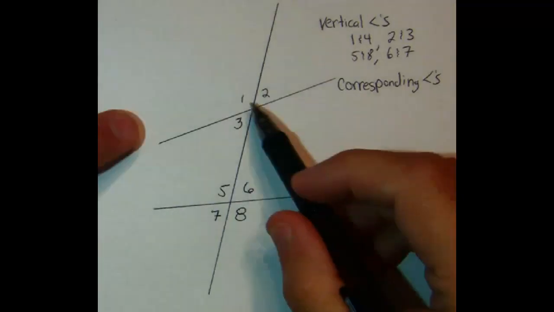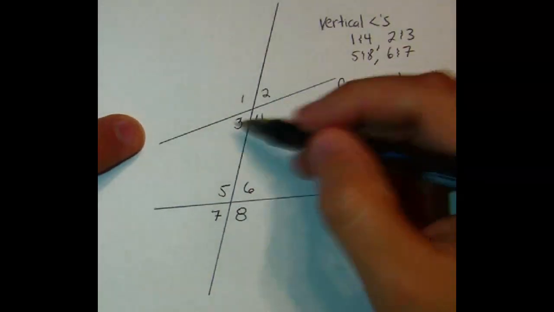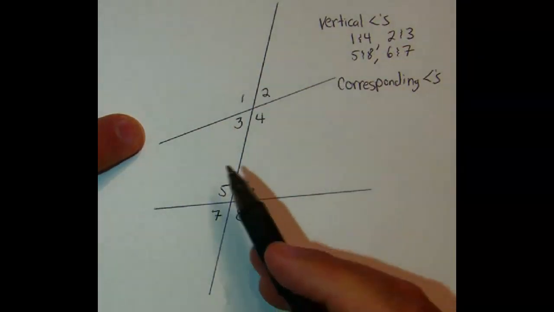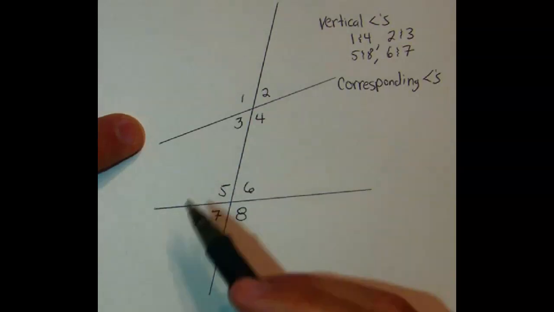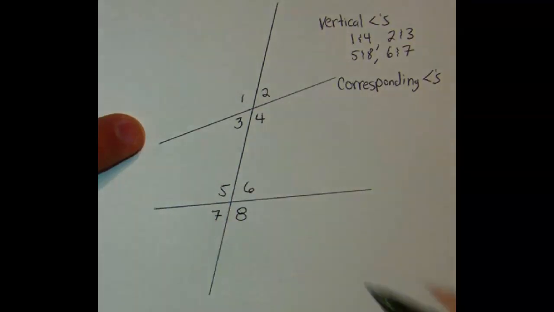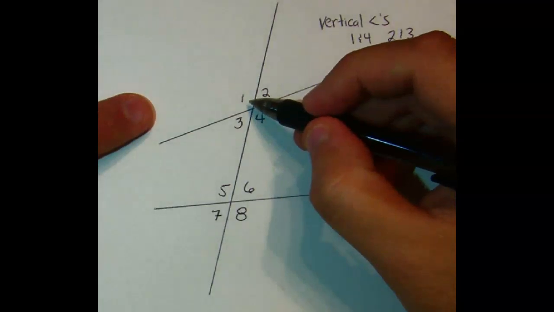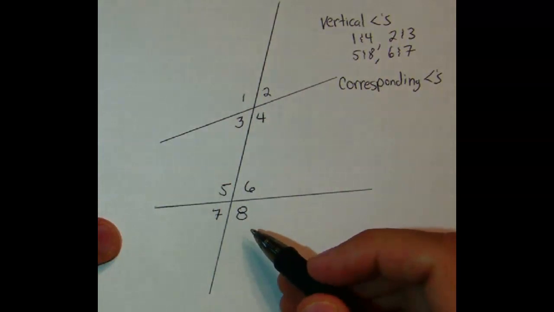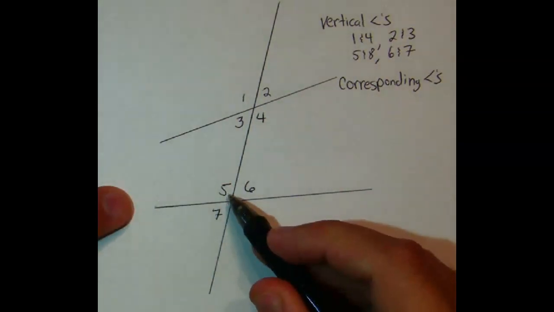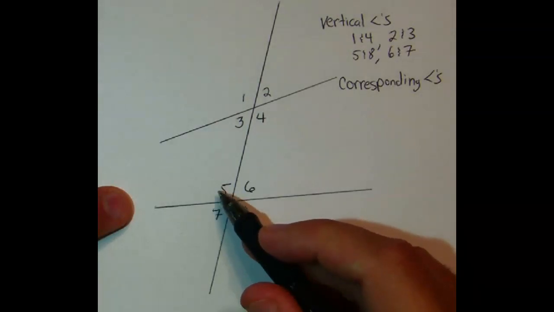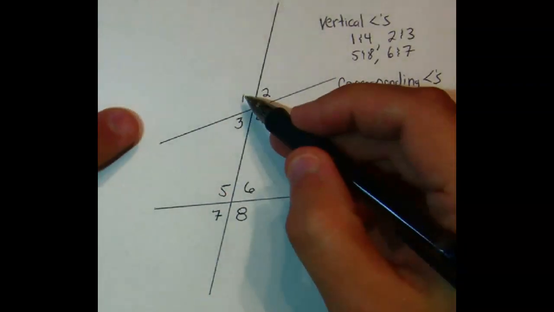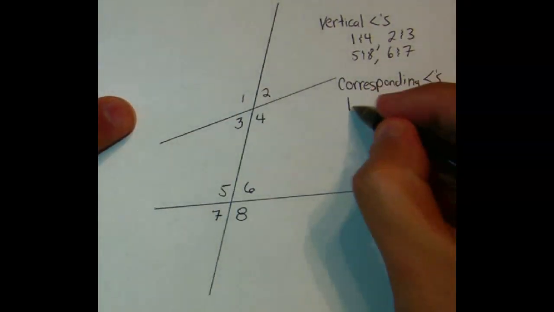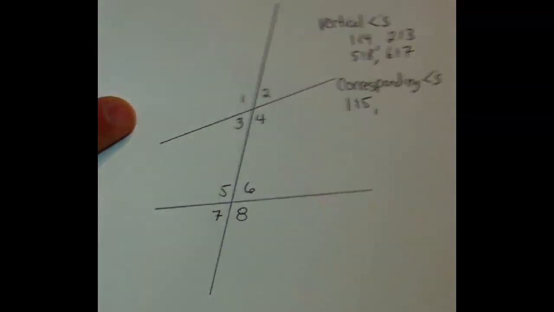So let's look at angle number 1. Angle 1 is up here on the top left. Now he is going to correspond with an angle that he has something in common with here at the bottom. Well, where is angle 1? Top left. So who do we think that angle 1 is going to correspond with? Angle 5. Because where's angle 5? Top left. So top left, corresponding angles. So we have 1 and 5 are corresponding.